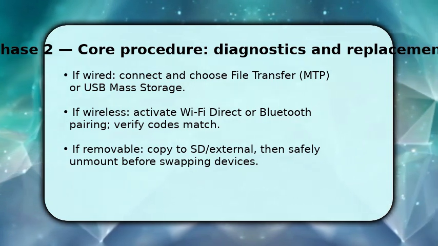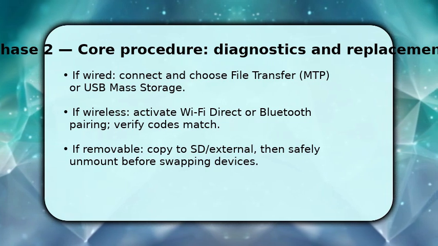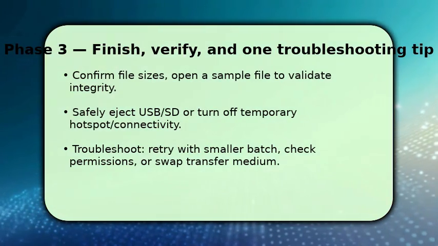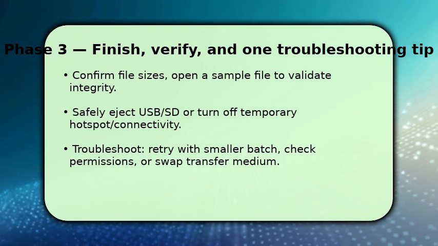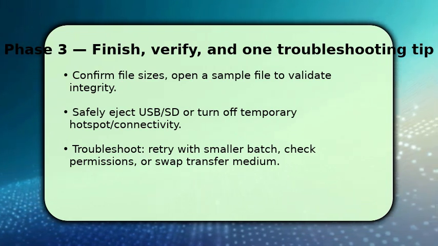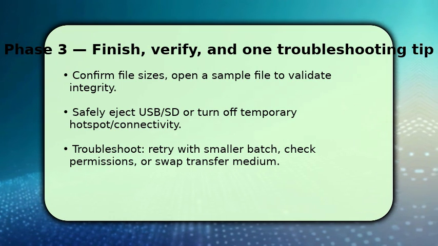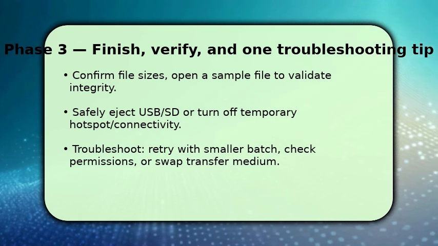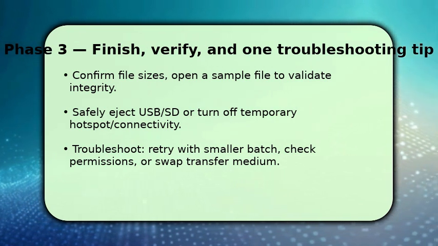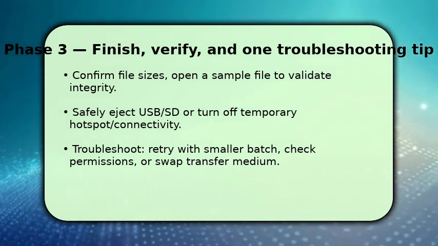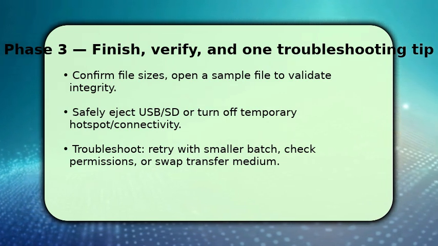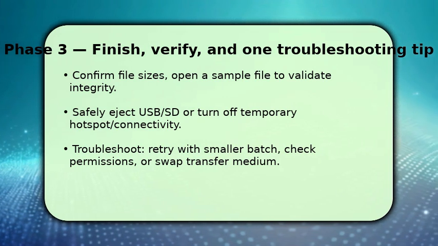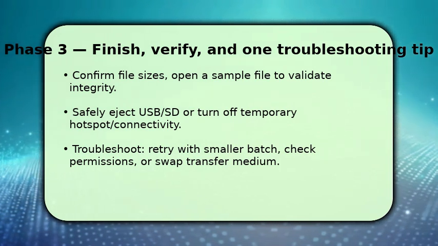Finish by verifying the files on the receiving device. Check sizes, timestamps, and open one or two files to ensure they play or load. Once satisfied, safely eject the USB or SD card or disconnect Wi-Fi direct. This prevents corruption. If something fails, retry with a smaller batch, check storage permissions, and ensure both devices run compatible file systems. As a single troubleshooting tip, if transfers stall, switch to a wired connection or reformat the removable drive.